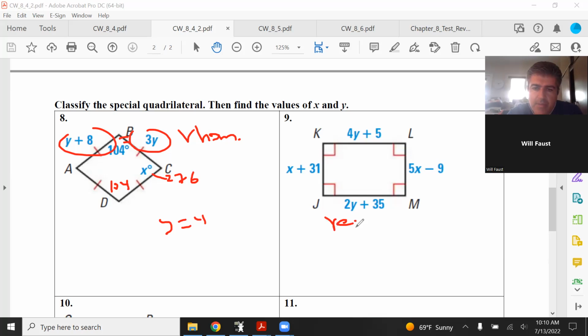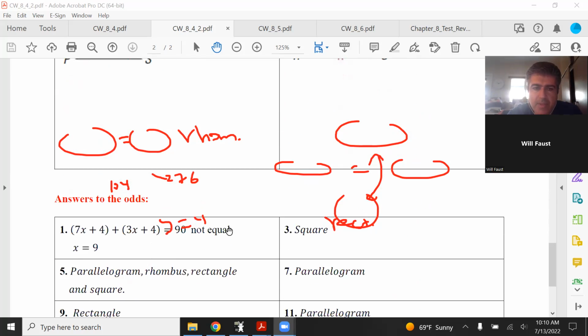This is a rectangle, because you know all 4 angles are the same. So those equal each other, and those equal each other. And you just solve those. That shouldn't be too hard. The answer key shown below.